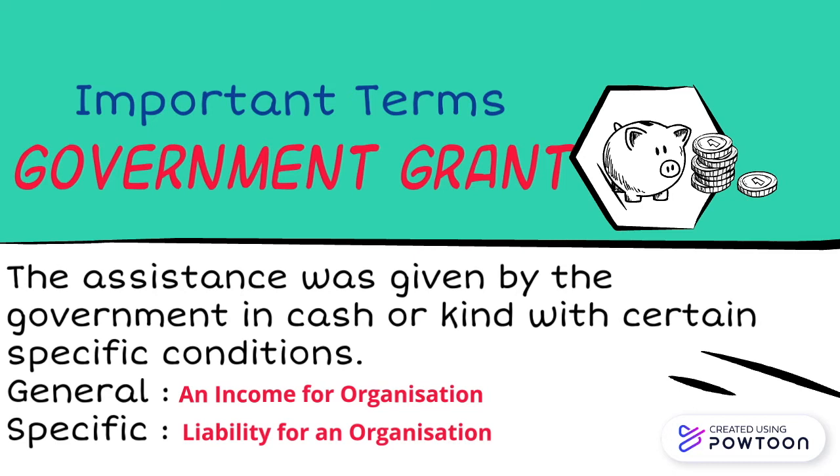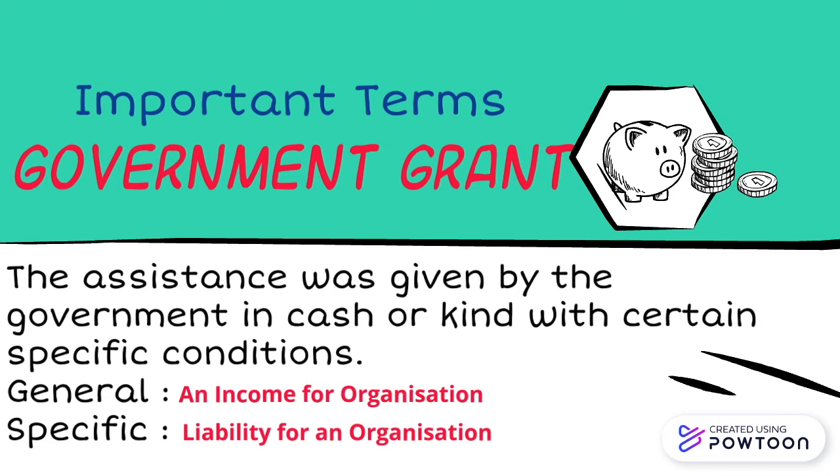Those associations always receive regularly or specifically a government grant. Regularly they receive a general government grant for salary purposes, maintenance costs, electricity charges, etc. They receive some lump sum amount from the government periodically, every month or so. So that becomes general and it becomes an income for an organization.